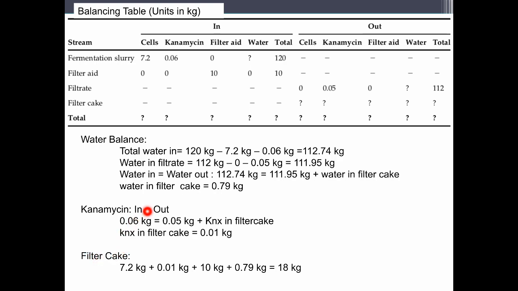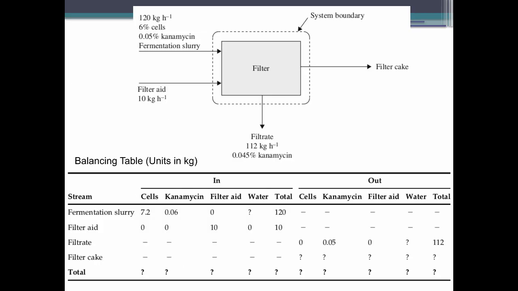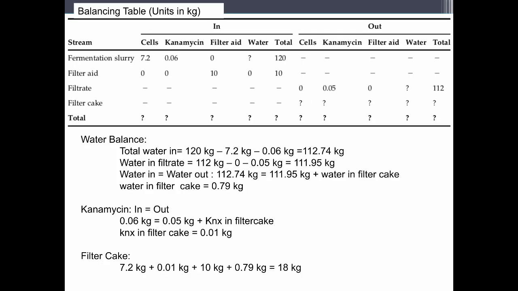And then for the filter cake, let's look at the filter cake now. You have 7.2 kilograms of your cells. What are the components of your filter cake? Your filter cake contains the cells, all of which come out in the filter cake. Then you have an amount of kanamycin going out as well. And the filter aid, since the outflow in the filtrate is 0, all of the filter aid coming in must go out through the filter cake, and then a bit of water. So just a simple addition. You have 7.2 of the cells, 0.01 kilograms of kanamycin in the filter cake, plus 10 kilograms, that's your filter aid going in and then going out, and then 0.79 kilogram for the water. So the total amount of the filter cake is 18 kilograms.